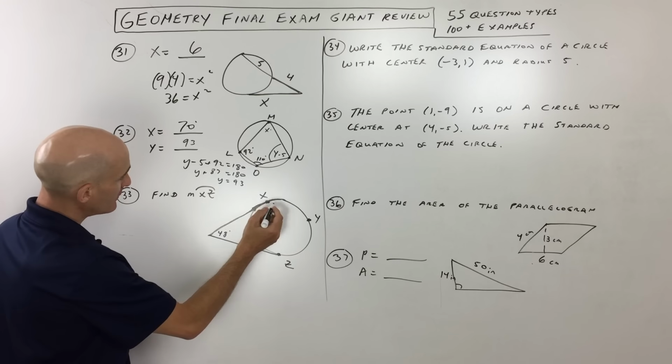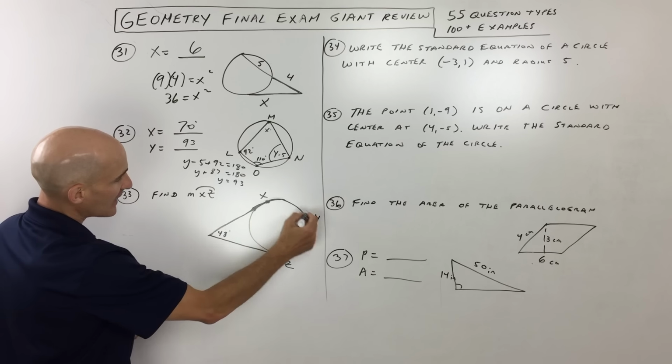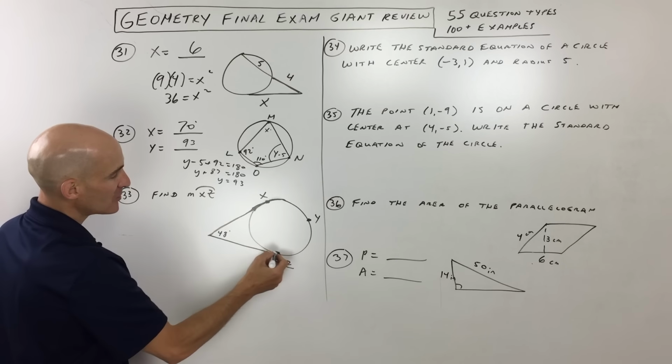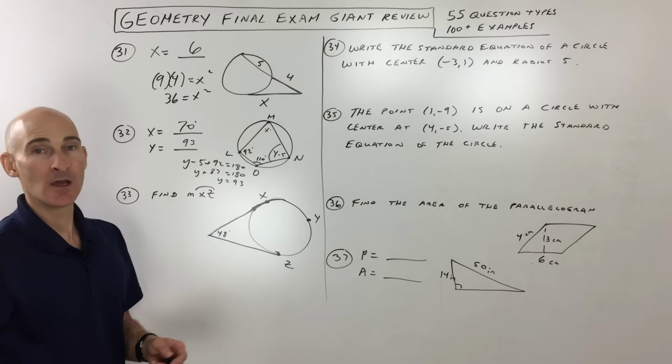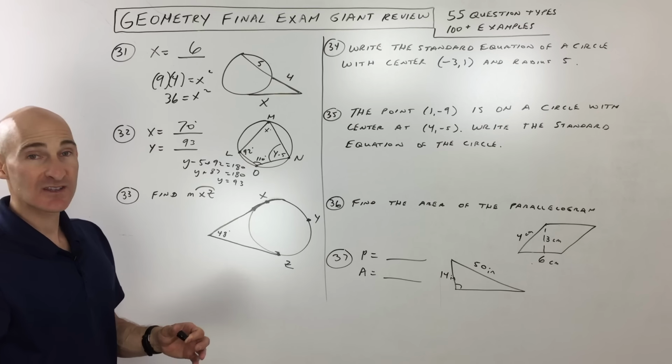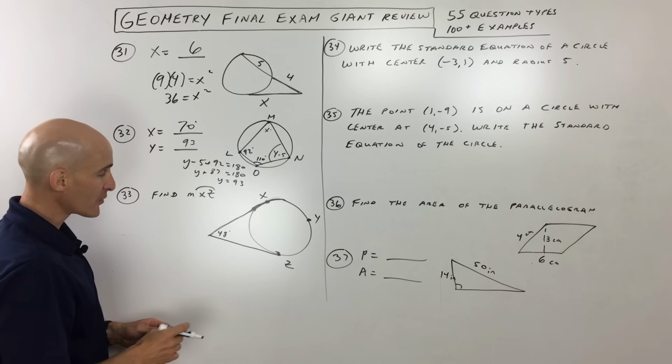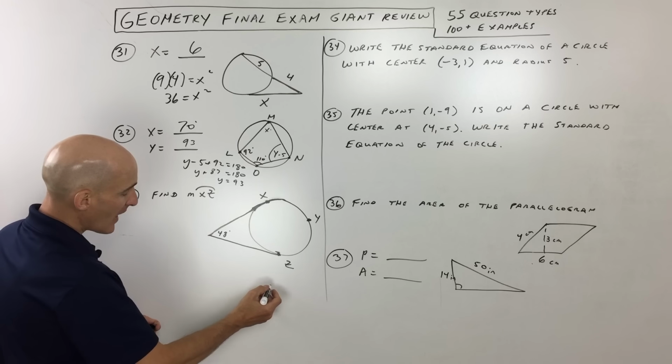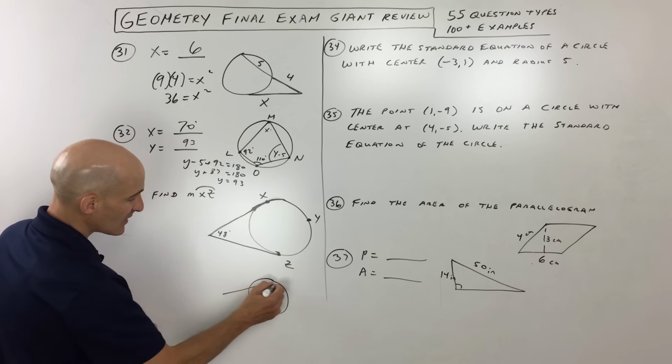Number 33, it says find the measure of arc xz. So we're trying to find out how many degrees this arc right here is. Now what's interesting here is we're starting to get into some other problems with circles, but what you have is this formula here. I'll see if I can show you.